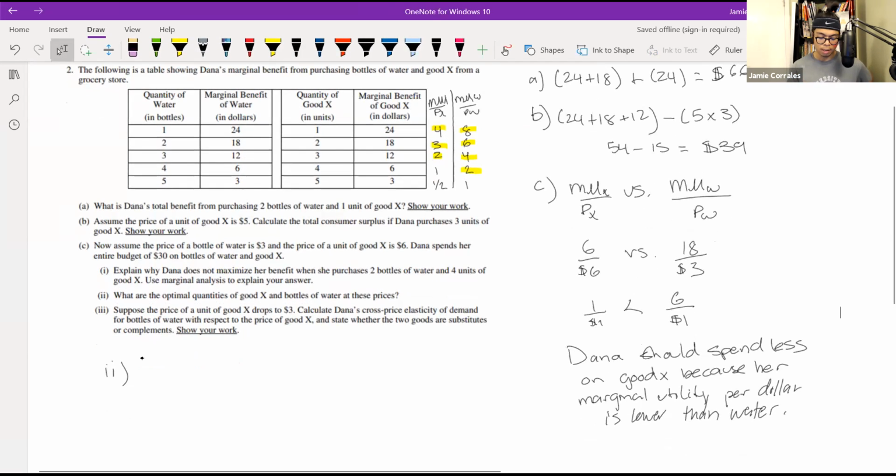So now I'm going to say the optimal quantity is 4 waters and 3 good X. And without even calculating the total surplus, you've actually maximized total surplus when you do this.